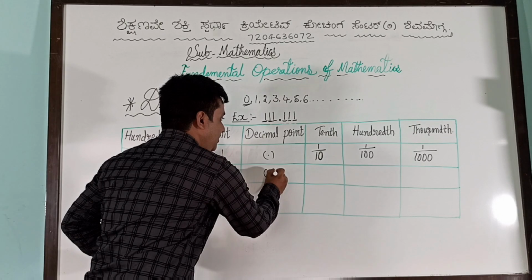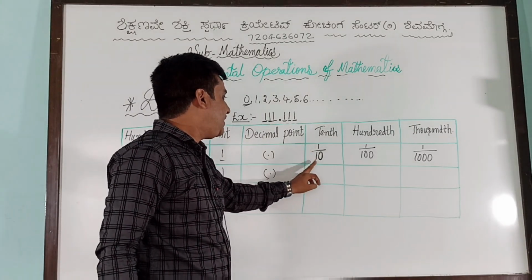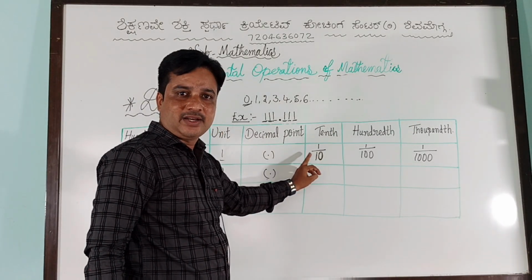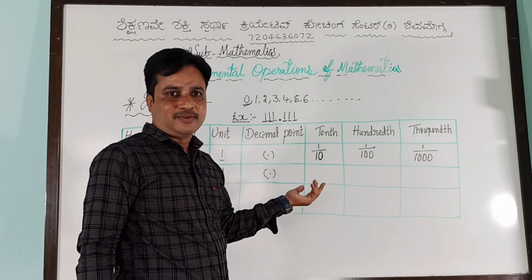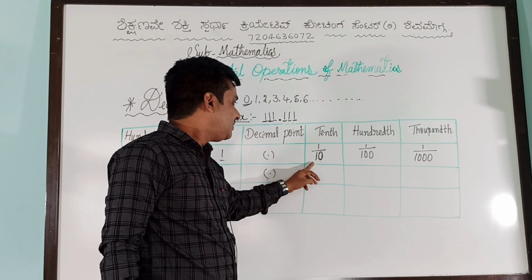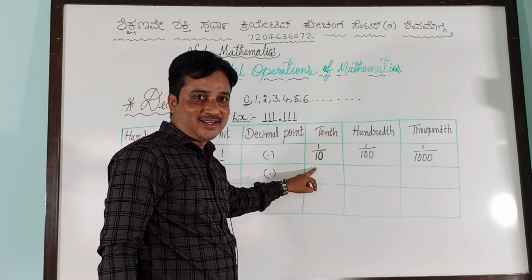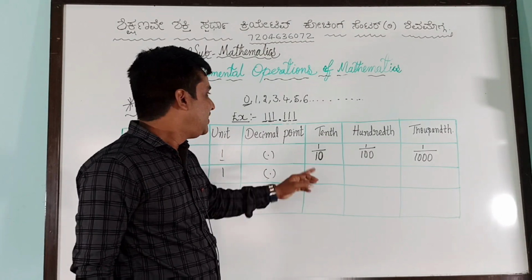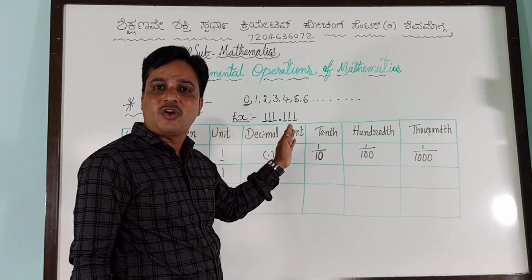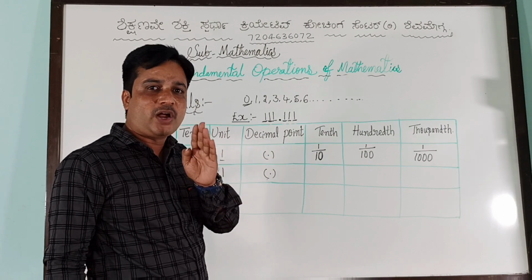Let's write the point. Now see, 1 by 10 is there. This one we can read in more than 2 ways. How? 1 by 10, or 1 upon 10, or 1 divided by 10. Like this we can read this one. Here see, 1 by 10. What is the value of 1 by 10? That we wanted to find.